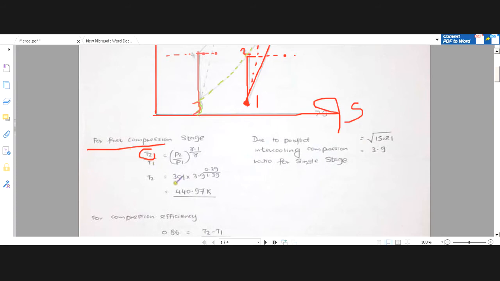So 301. The pressure ratio P2 divided by P1 I already explained, the pressure ratio in each stage. Gamma is given as 1.39. So this is just simplification, so you know how to obtain these values. So that is clear. Okay, right?